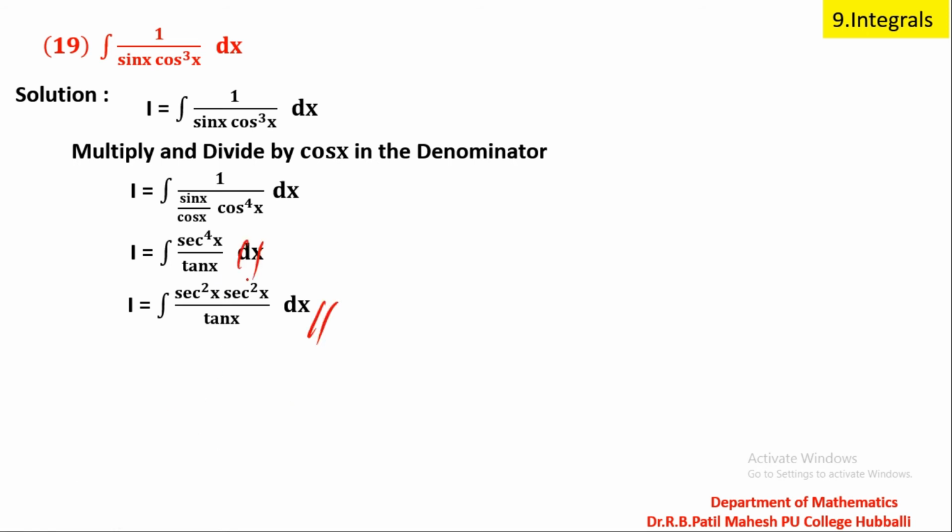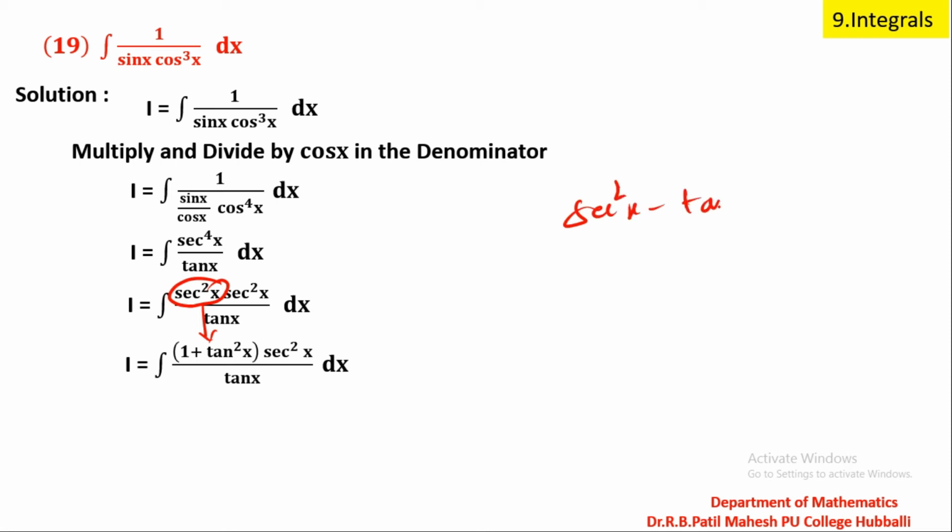But the given problem is not like that. This is sec to the power 4x. That I am writing as secant square x into secant square x. The reason for writing secant square x into secant square x is to use the substitution. Before that, secant square x can be written as 1 plus tan square x, from the identity secant square x minus tan square x equal to 1.